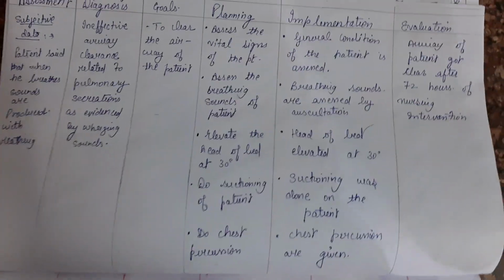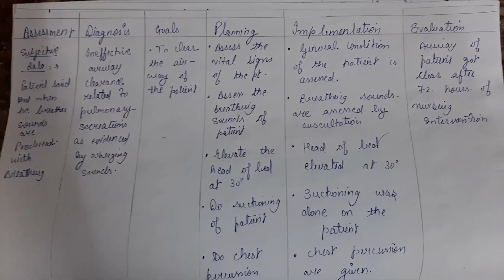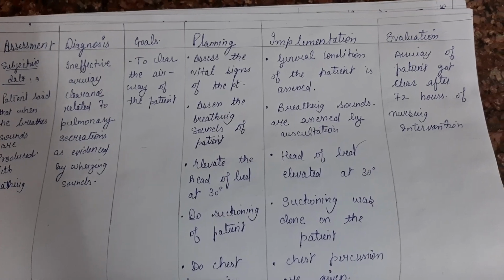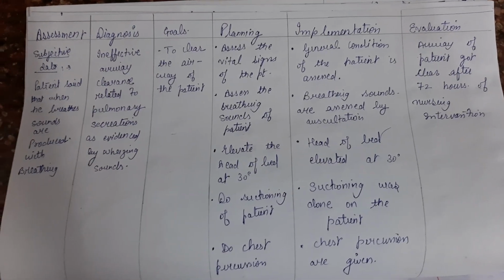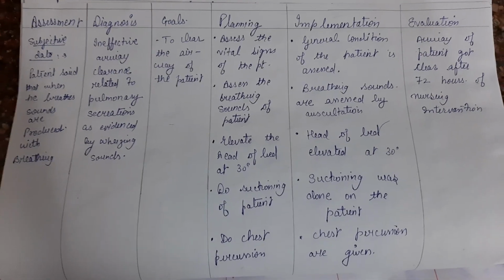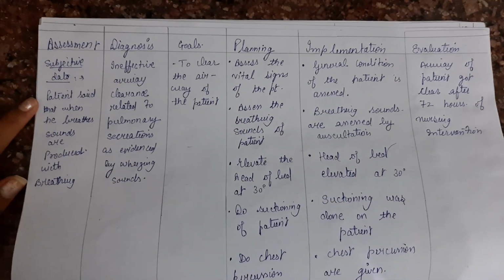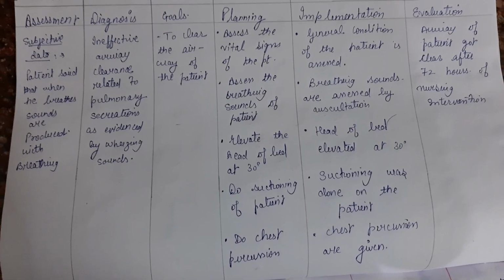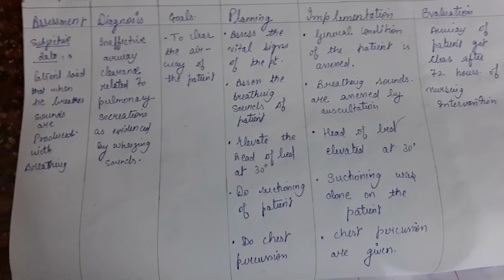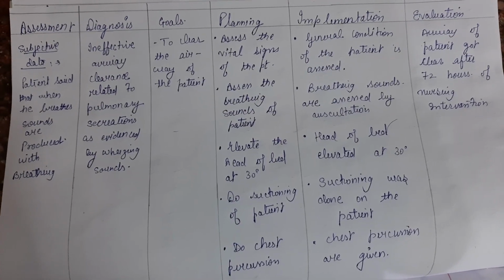Then comes the main point, that is our NCP, nursing care plans. For the nursing care plan, we have to make the columns of assessment, diagnosis, goals, planning, implementation and evaluation. In the assessment, what we should assess in the patient is two types of data, subjective and objective. I haven't written the objective data here. Subjective data is what we get from the patient, and objective data is what we observe in the patient.